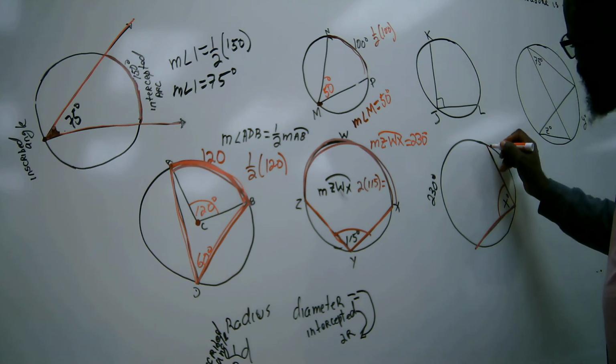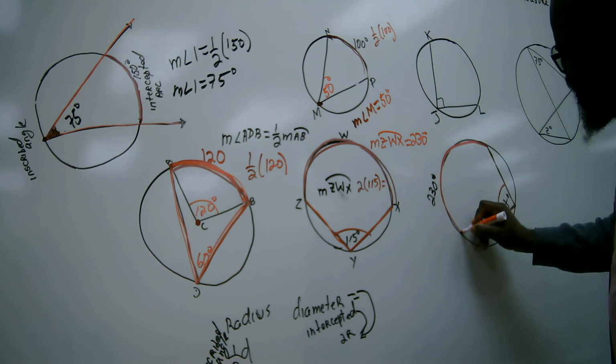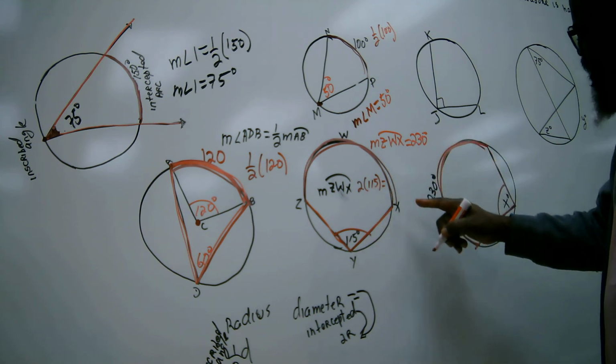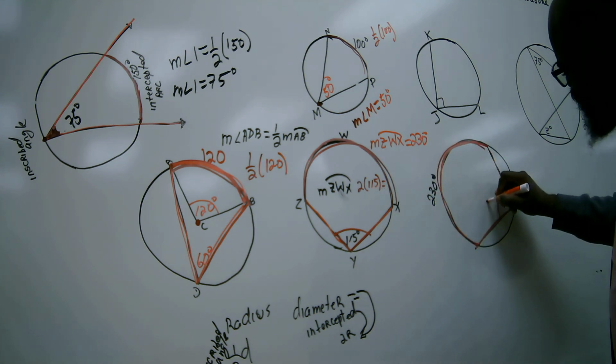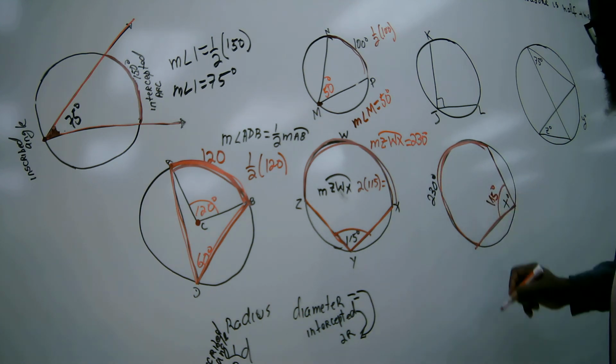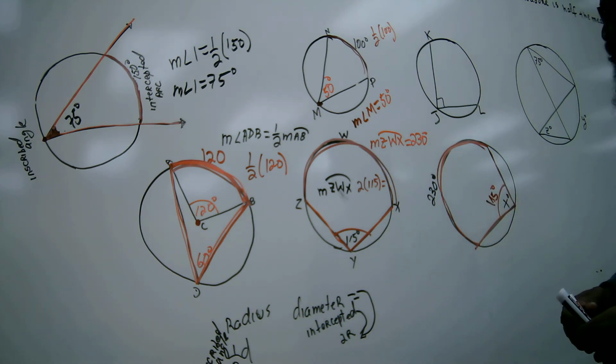Vice versa, we just did that the same way. If the intercepted arc is 230, then what is half of 230? 115. X will be 115 degrees. Then you run with that.